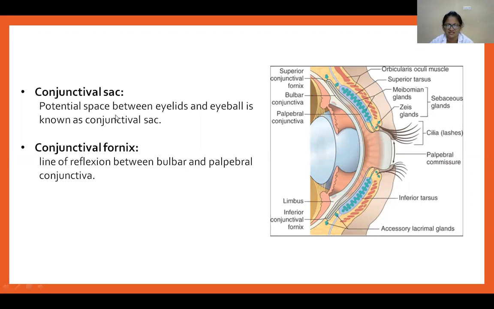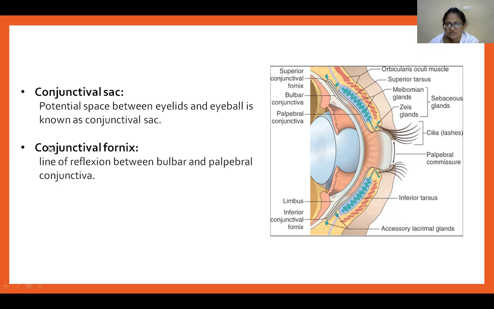Okay, next coming to the conjunctival sac. Where is the conjunctival sac present? The conjunctival sac is a potential space present between the eyelids and the eyeball. See, this is the eyeball and these are the eyelids. This potential space between the eyeball and eyelids is called the conjunctival sac.